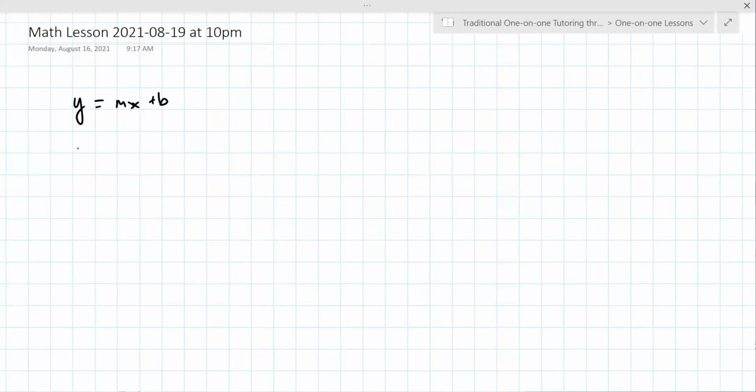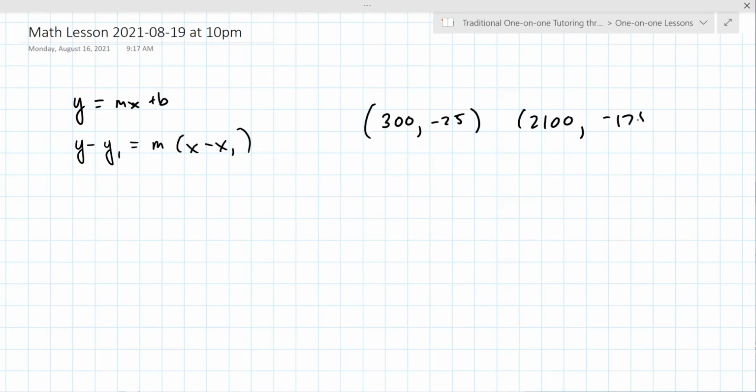The equation is y equals mx plus b, or it's y minus y1 equals the slope times x minus x1. So in your data set that you sent me, we can use two ordered pairs to come up with data points. For example, we can use the ordered pair 300 comma minus 25, and then 2100 comma minus 175. And this is x1 and y1, and this is x2 and y2.